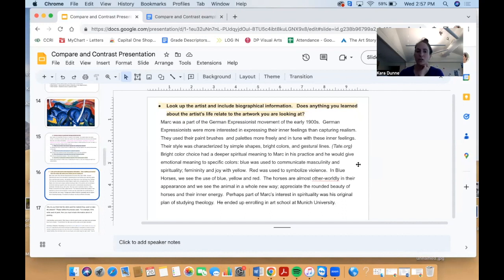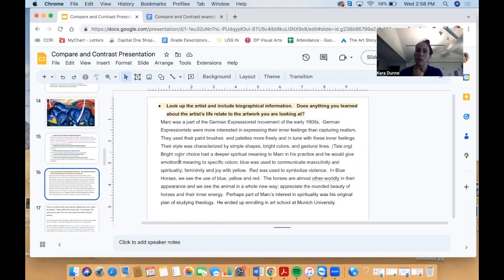Their style was characterized by simple shapes, bright colors, and gestural lines. Bright color choice has a deeper spiritual meaning to Marc in his practice, and he would give emotional meaning to specific colors. Blue was used to communicate masculinity and spirituality, femininity, and joy with yellow. Red was used to symbolize violence. In Blue Horses, we see the use of blue, yellow, and red. The horses are almost otherworldly in their appearance, and we see the animal in a whole new way and appreciate the rounded beauty of the horses and their inner energy.